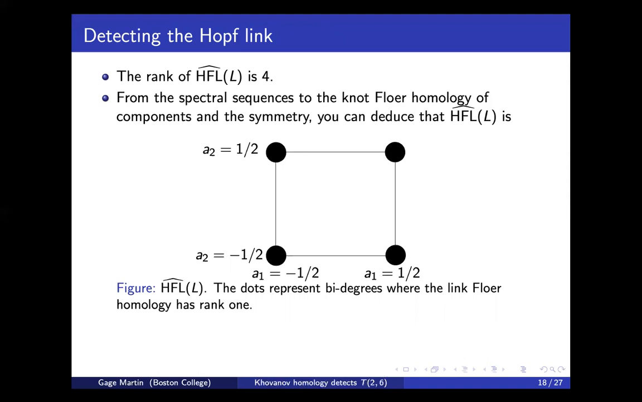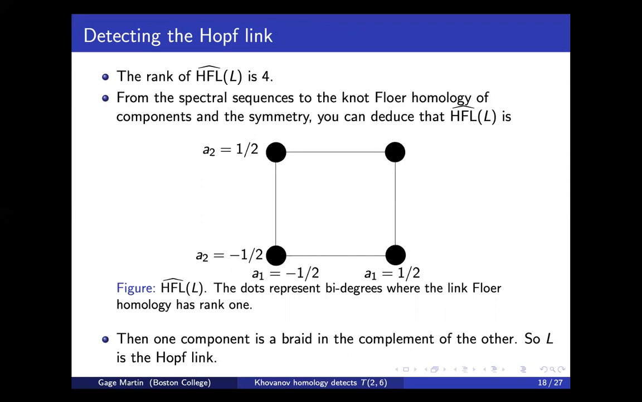And so now if we look at, say, the Alexander grading associated to our first component, we see that in the top Alexander grading of 1/2, this link Floer homology has rank 2. So that means that the other component is a braid in the complement of this unknot. And so that means that we've shown that our link L is actually the Hopf link.